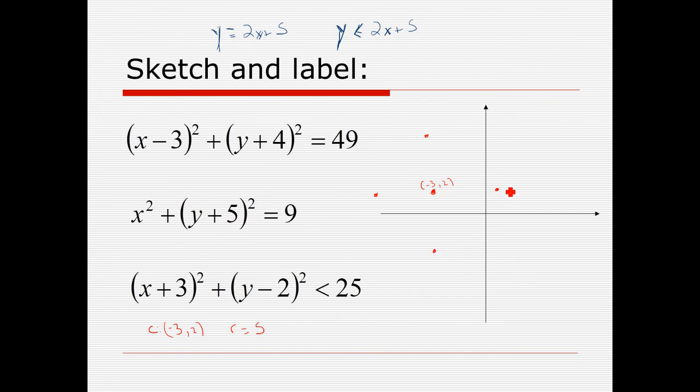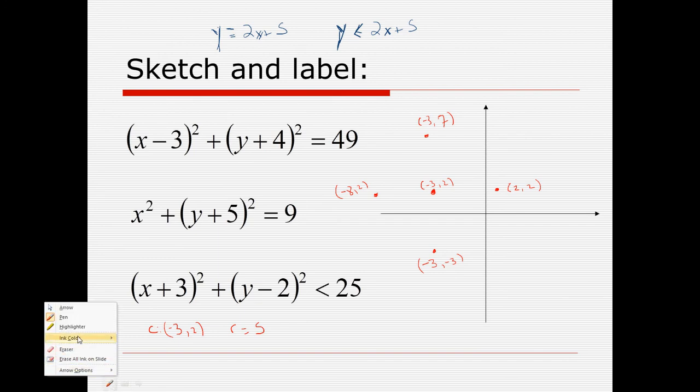Where do I land? Negative 3 plus 5, negative 3 minus 5, 2 plus 5, and 2 minus 5. Now, I'm going to sketch the circumference. Here's the circumference of the circle.